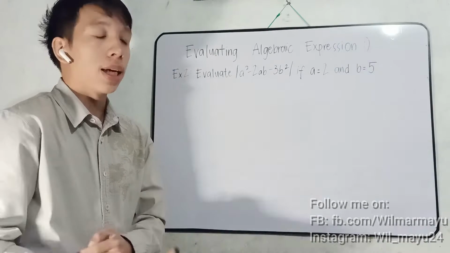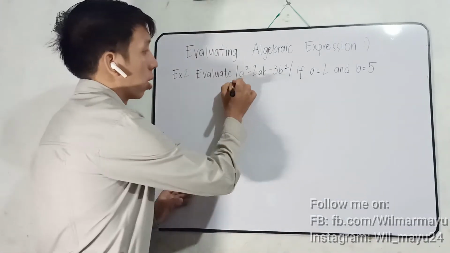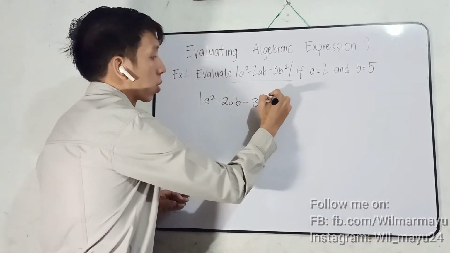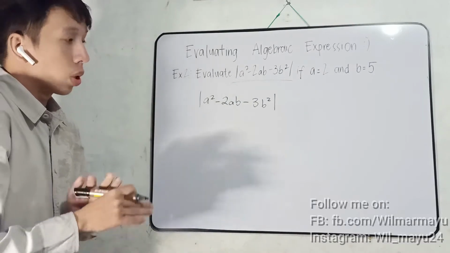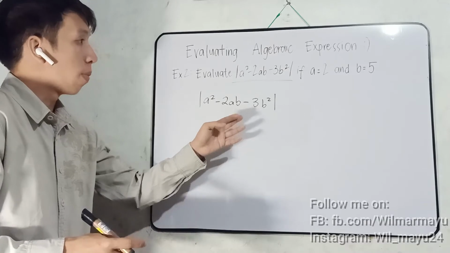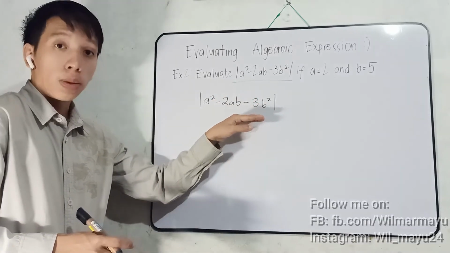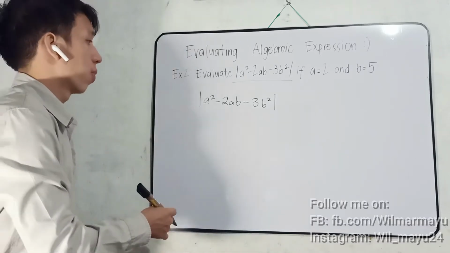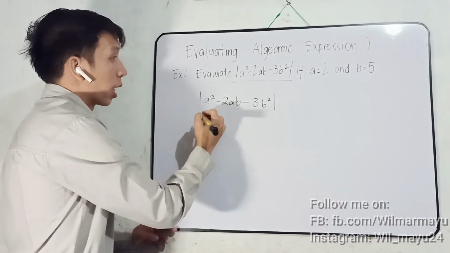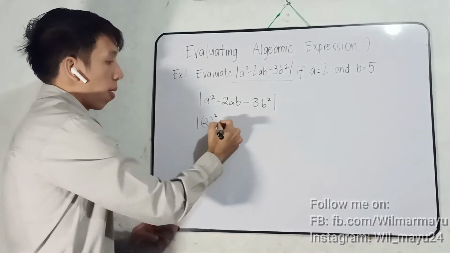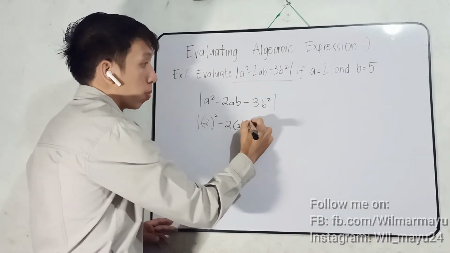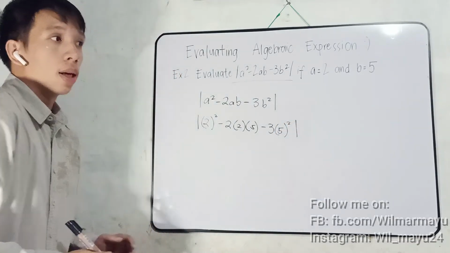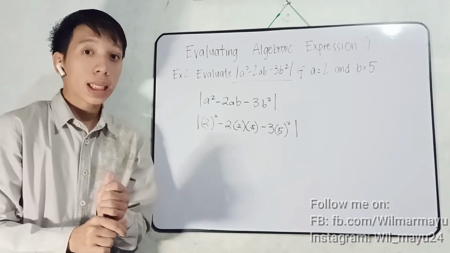So, first things first, right? First thing is to copy the given example, which is the absolute value of a squared minus 2ab minus 3b squared. Okay? So, what we're going to do next is to simplify the given expression by substituting the variables and their values. Okay? So, gawin natin the absolute value, then a is equal to 2 squared minus 2, a is equal to 2, then b is equal to 5 minus 3, 5 squared, and absolute value.